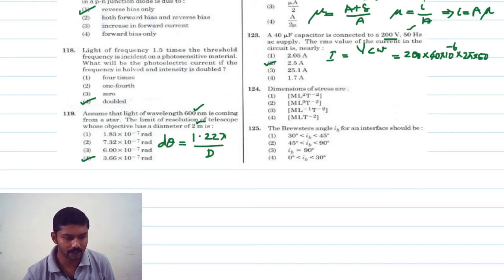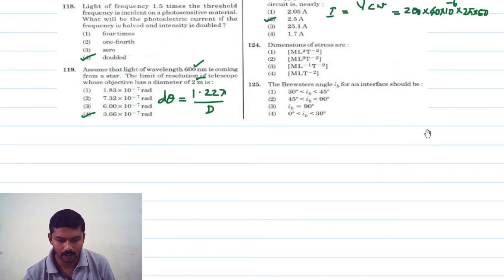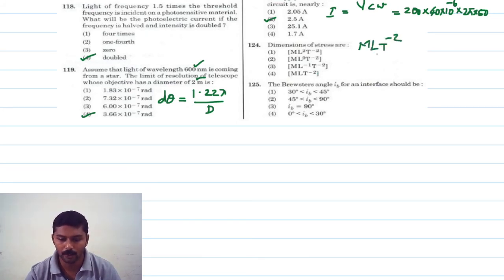Okay, 124 is the next question. You have the dimensions of stress. What are the dimensions of stress? Stress has the same dimensions as pressure. We know that pressure is equal to force acting per unit area. What is the dimensional formula for force? M L T to the power minus 2. I'll write it down for you. M L T to the power minus 2 divided by length squared, the area, you will get M L to the power minus 1 T to the power minus 2. The third option is the right option.